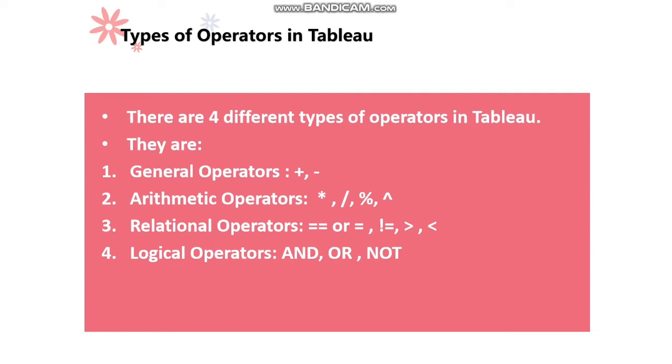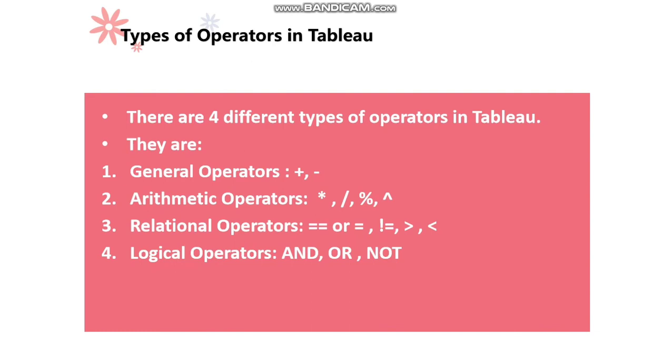And the next is logical operators. We have three logical operators in Tableau. One is AND, other one is OR, and the next one is NOT. Using these operators, we get the result as Boolean values. For example, if we want to combine two statements or two conditions, we can use AND. And if we want to check whether the first condition is true or the second condition is true, then we can go with the OR operator.